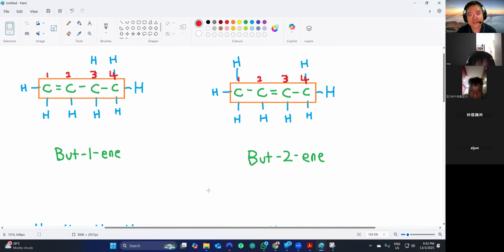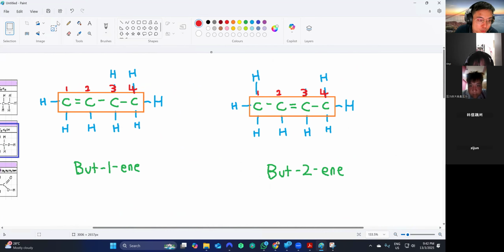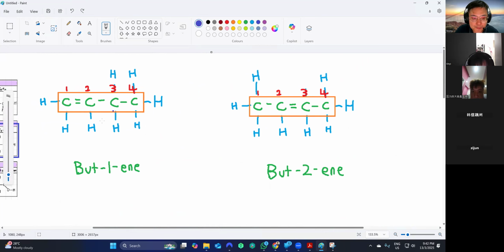So you see, this is one example here. This one is but-1-ene. Basically, when we see but, it means there are 4 carbons. So you can see here, 1, 2, 3, 4. Obviously the C is the carbon, right? And then when we have this ENE, it means that it has a double bond, which you can see here.